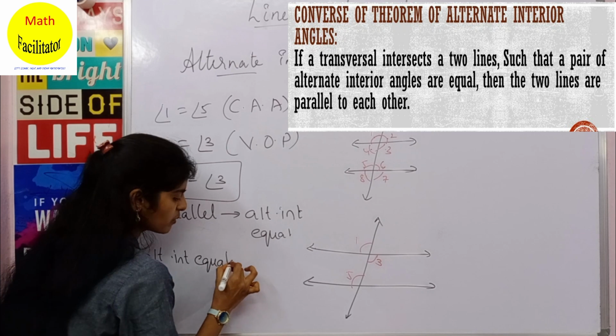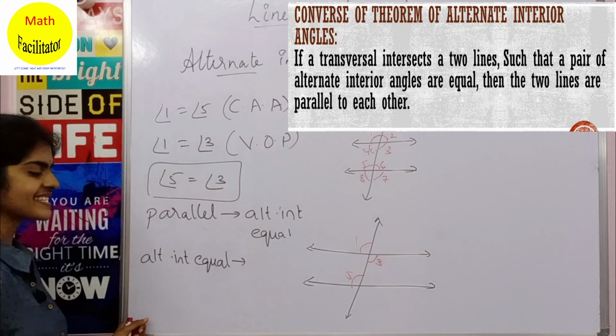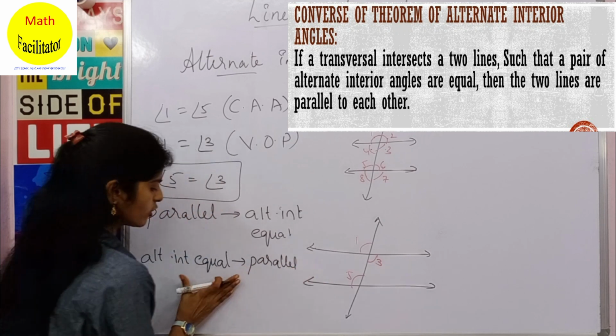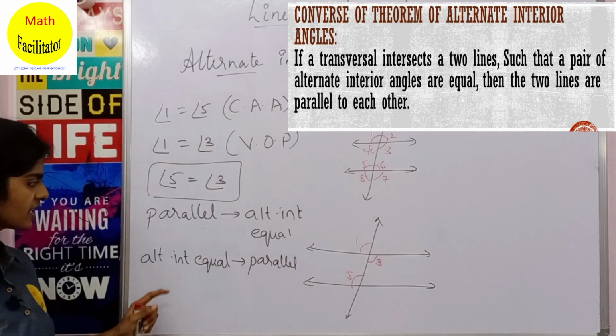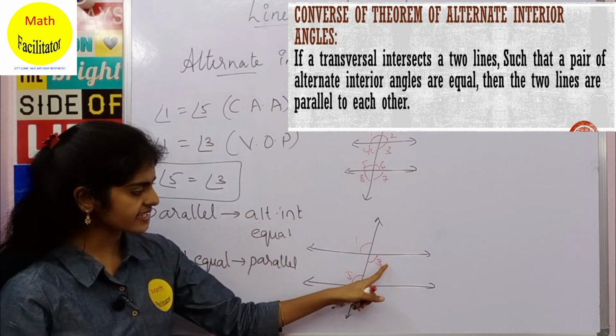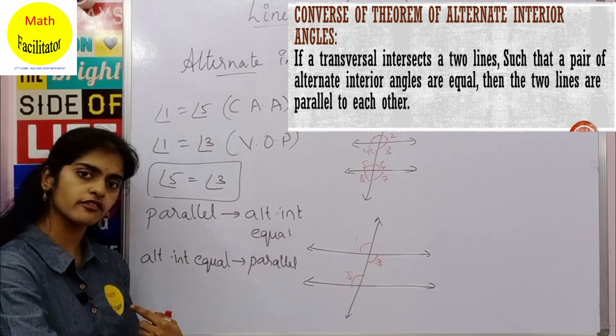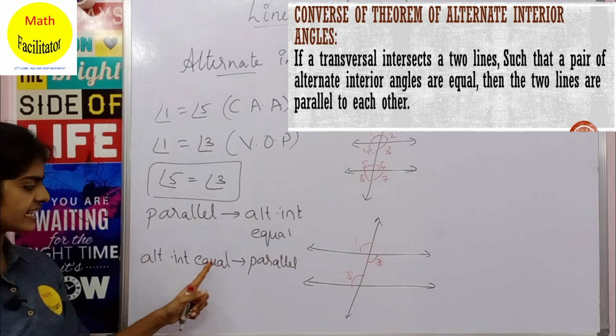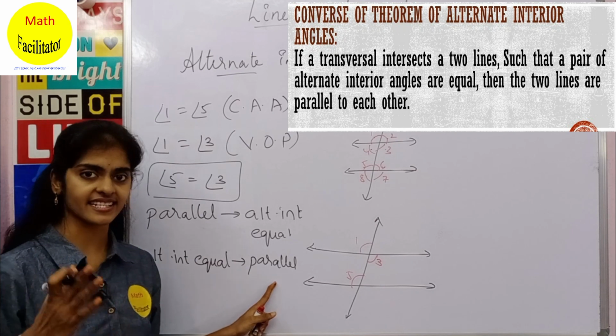So what can you tell about those two lines? You can say that the two given lines are parallel. So this is nothing but the converse of what we have proved now. We have proved that in parallel lines, alternate interior angles are equal. Now the converse theorem of this is: if alternate interior angles are equal, then the two given lines are parallel.